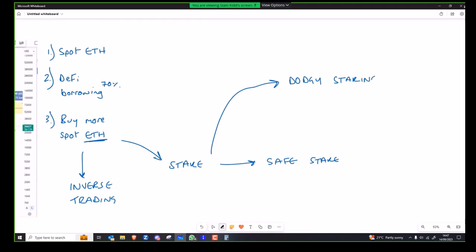Staking. Now, what I mean by dodgy staking is, so you've got some ETH, right? Whether you've borrowed from a lending platform and then bought more spot, or you just go from point one to this. So what you do is you go to a platform. It'll be like some sort of layer 2 where they can give you liquid staking. But the key part of this, and why I call it dodgy, is that they give you a receipt for it.